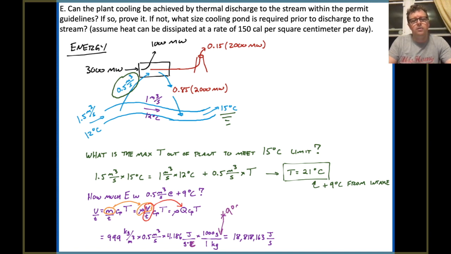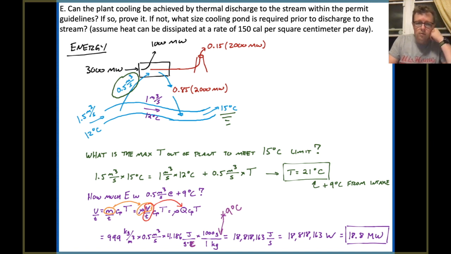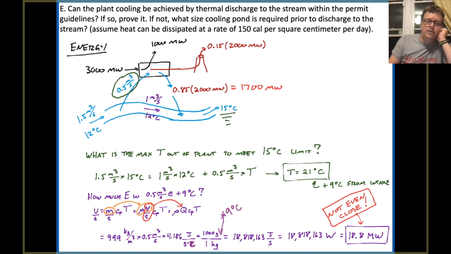So if we go through and cancel out all of those units, we get about 18.8 million joules per second. That's about 18.8 million watts, or 18.8 megawatts. So we know from the problem setup here, there are 1,700 megawatts of thermal energy we need to deal with, and this permit to discharge to the stream lets us deal with about 19 of those. In other words, thermal discharge to the stream, not even close.